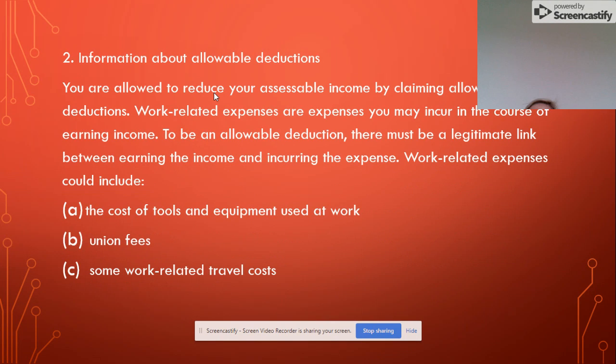You need information about allowable deductions. You're allowed to reduce your assessable income by claiming allowable deductions. Work-related expenses are expenses you may incur in the course of earning the income. To be an allowable deduction, there must be a legitimate link between earning the income and incurring the expense. So work-related expenses could include the cost of tools and equipment used at work. So for instance, with me, if I buy stationery, if I buy a laptop, I can use that and get my tax back for it. Union fees and some work-related travel costs. So not going to and from work, but if I had to go to Bundaberg to do a PD, which is a course on something, I could claim for that.